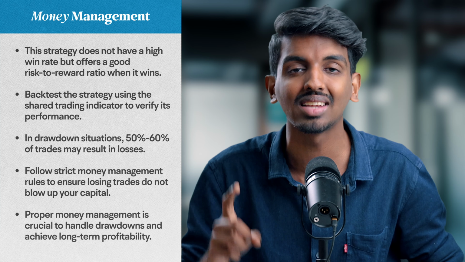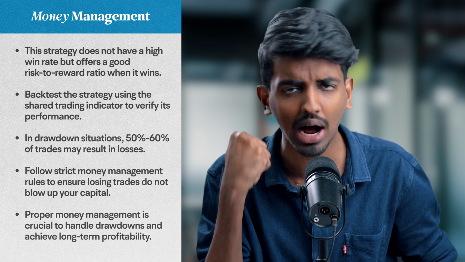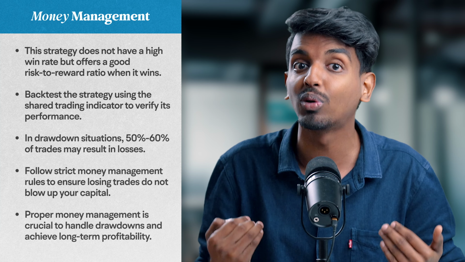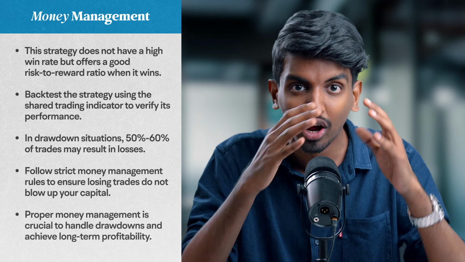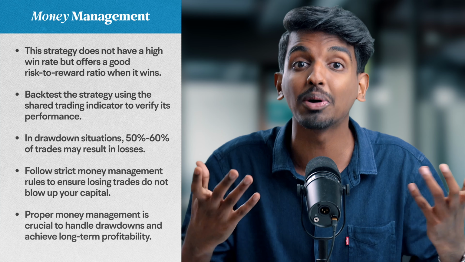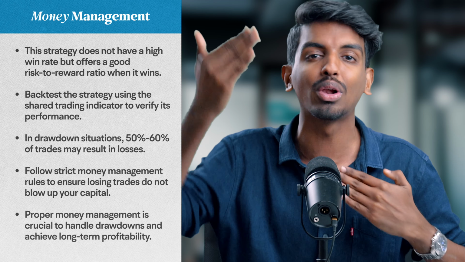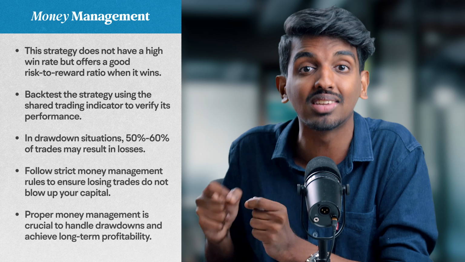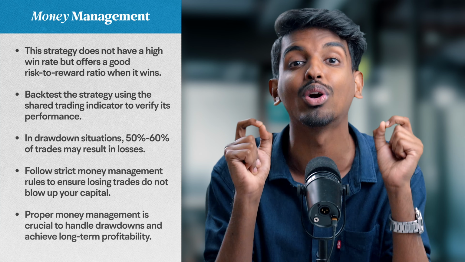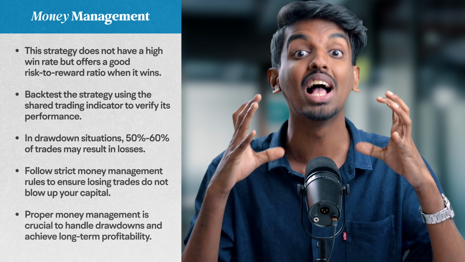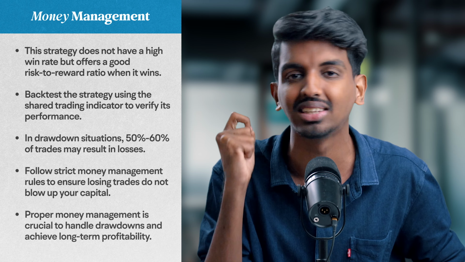So in situations like this, you have to understand and hold the money management rules to your heart, because in drawdown situations there is a chance for 50% or 60% of your trades to go into loss. The rest might be in profit and might take you to a lot of profits, but these 50% trades going into loss should not blow up your capital. So money management should be super important, especially for a low hit rate strategy.